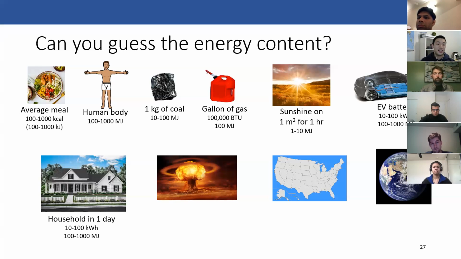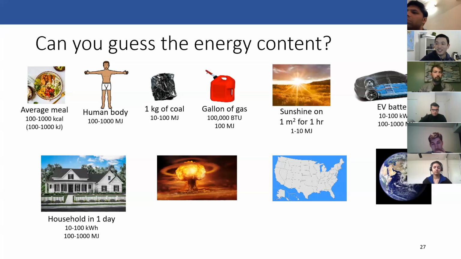So how much energy does a household use in one day? About 10 to 100 kilowatt hours, which translates to 100 to 1,000 megajoules. So roughly the way I like to think of it, the number that I've always had in my head is that the power consumption for an average household in the US is something like a kilowatt. And so you can translate that into energy pretty easily.